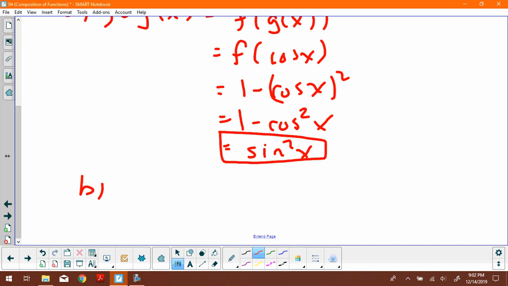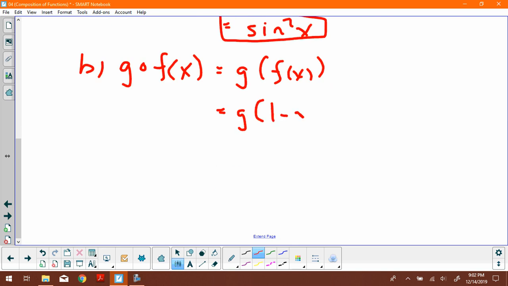Now let's do the same thing the other way. I wanted to do g of f of x. That means I'm going to take f of x and substitute that into g. So my function f is 1 minus x squared. And so I've got cosine of 1 minus x squared. Quick side note, there's nothing I can really do to simplify this anymore.